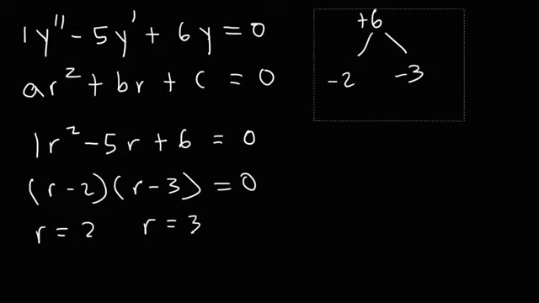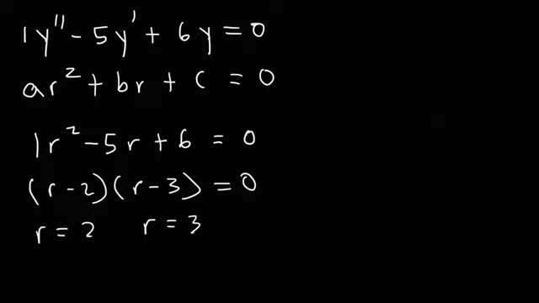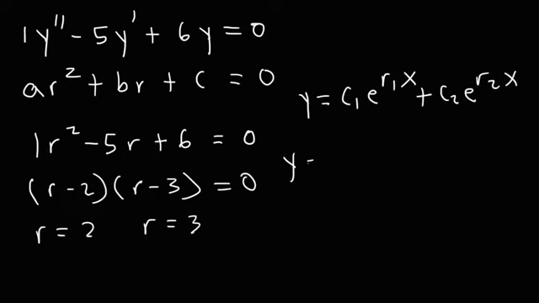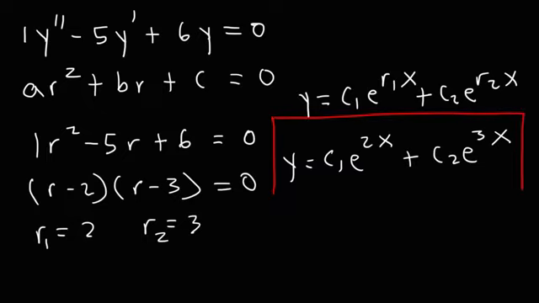So now that we have the values of r, we can write the general solution. Here's the general formula for case 1. It's C1 e^(r1 x) plus C2 e^(r2 x). Substitute in r1, let's call this r1, and we'll call that r2. So let's replace r1 with 2, and then let's replace r2 with 3. So this is the general solution to the differential equation. That's the answer.